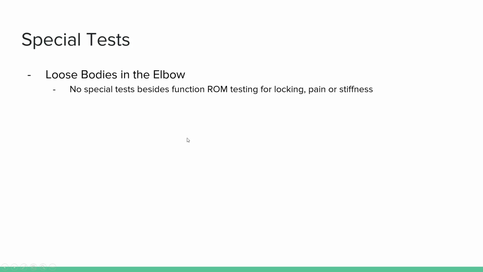Special tests. There really are no special tests except for a range of motion test, a test for locking, pain, or stiffness, really. That also goes along with osteochondritis dissecans. Basically, just do resistive range of motion, passive and active. Just do all three of them. And yeah.